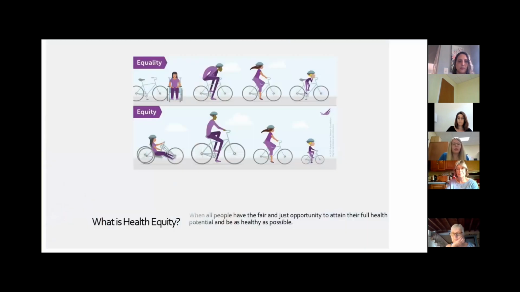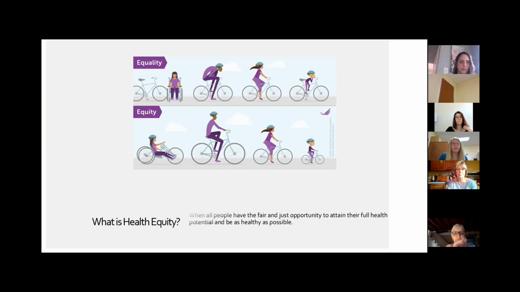So first, we're going to talk a little bit about what health equity is. Everyone has this belief that everyone should have health equality. Now, equality is the belief that people should have access to all of the same resources, whether they suit their needs or not. I think this diagram really displays what equality is versus equity. We have a man that is too big for the bike, a child that's too small for it, and the woman on the left isn't even able to ride the bike.